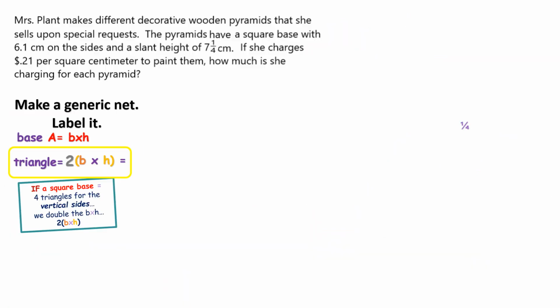All right, so let's finish up our review with this word problem. So we're told that Mrs. Plant likes to make some wooden pyramids. Well, I need to know what kind of pyramids I need to make my net into. And so my wooden pyramid has to be a square base pyramid because it says the pyramids have a square base. And therefore, if the bottom is a square, then I know that I have 4 triangles that are equivalent going around.